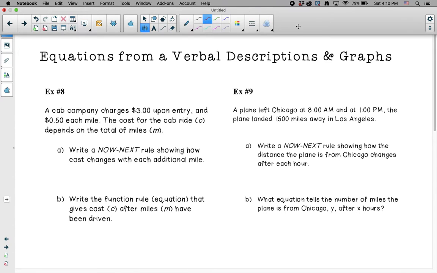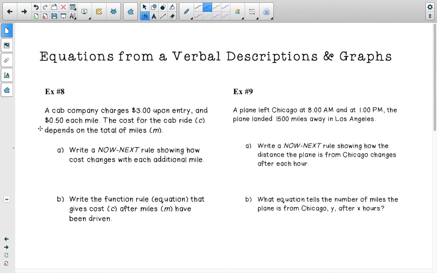This video is on linear equations in slope-intercept form. We're going to write equations from verbal descriptions and graphs. So this problem says a cab company charges $3 upon entry and 50 cents each mile. The cost for the cab ride C depends on the total of miles M.